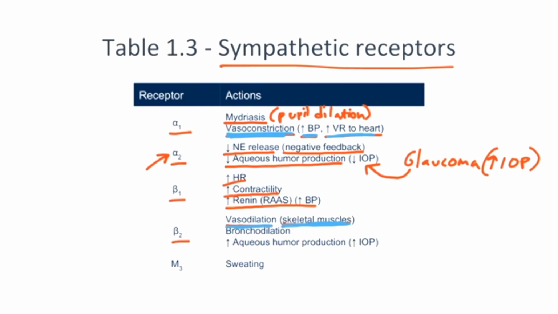Moving forward, beta-2 receptors in the lungs will cause bronchodilation, and they will also increase aqueous humor production, which is the opposite of the alpha-2. And we're not going to go deep into ophthalmology in this lecture, so you can tuck that away for now, but know that alpha-2 decreases aqueous humor production and beta-2 increases it. And as I mentioned before, the M3 receptor in the sweat glands only will increase sweating, and this is a sympathetic receptor in the sweat glands. But everywhere else in the body, the M3 receptors are parasympathetic receptors.